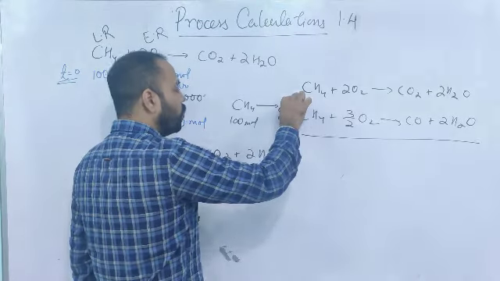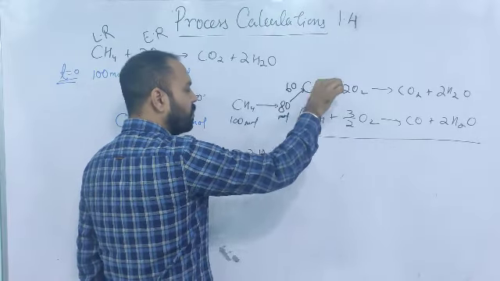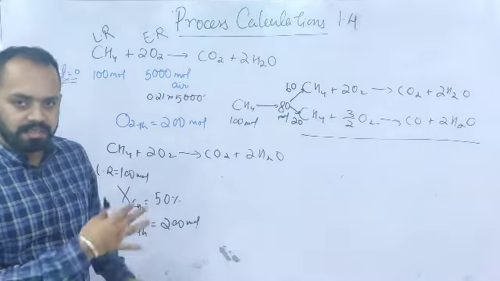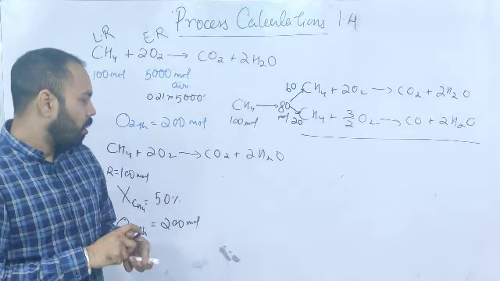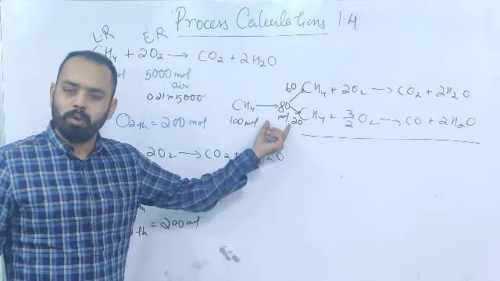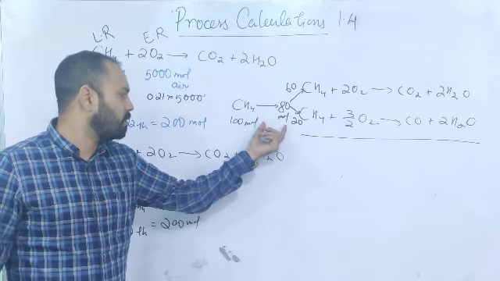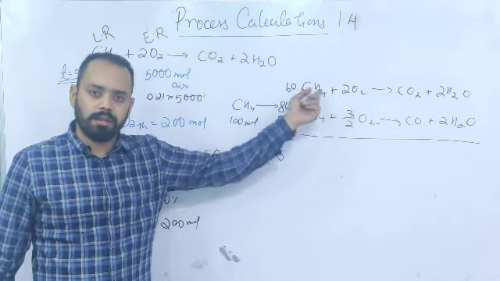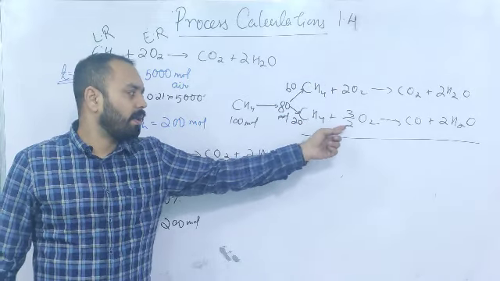Out of this 80 mole, suppose 60 mole reacts by this reaction and 20 mole reacts by this reaction. This is the actual scenario. I was having 100 mole of reactant. Out of that only 80 mole is reacting because the conversion is 80%. Out of the 80 mole reacted, 60 was reacting by this reaction, 20 was reacting by the side reaction.